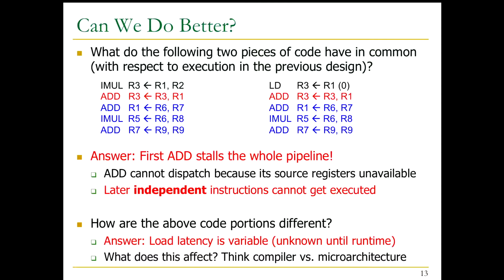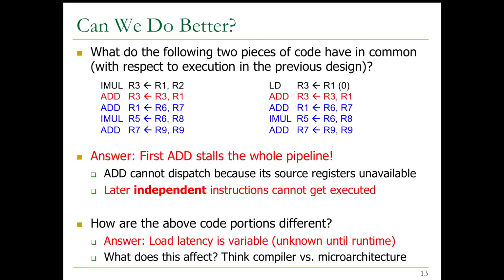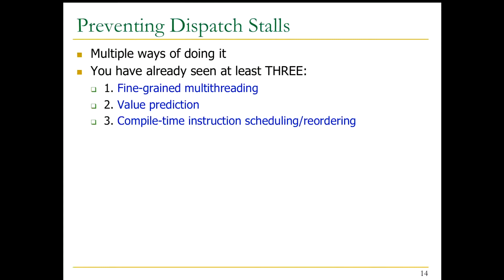Right. That's one guess. Why does it work? Well, if your array is all zeros, that sounds good, right? Then it'll work. But this is very dependent on your value prediction accuracy. So that's one option. And we've just talked about compile time instruction scheduling and reordering. If you reorder these instructions, maybe you won't experience the dispatch stall, because by the time this add gets to the dispatch point, the load is already resolved. The load already loaded the data. Okay. And there are disadvantages and advantages to the above three.